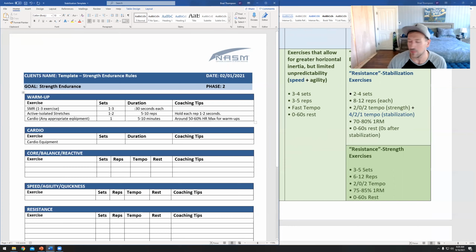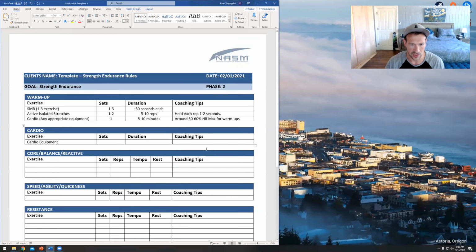Then we're going to get on the cardio, any appropriate piece of equipment, 1 set, 5 to 10 minutes, 50 to 60%. The warm-up doesn't change because it's not necessarily part of the workout there. But if they were doing cardio, well, now we need to start introducing interval training. So now we are going to do the interval approach here.